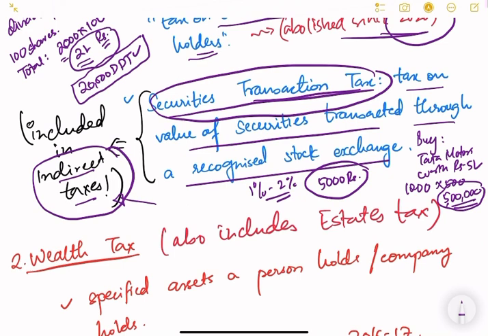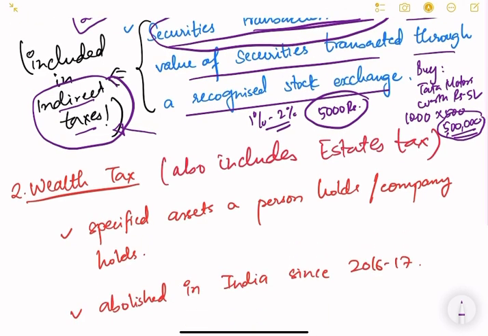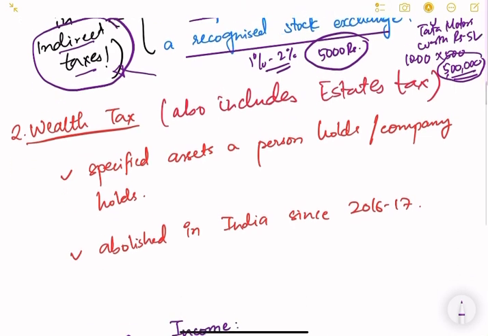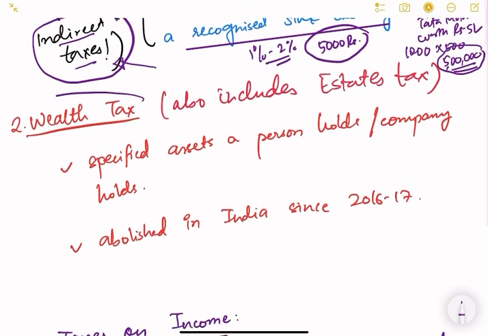Because you are not directly paying it to the government, but it is being deducted from your transaction. And later on the stock exchange or the company through which you are doing this transaction is paying it to the government, right? So this is the securities transaction tax. Then the second one is wealth tax. Wealth tax also includes the estate tax. We have seen in the previous video what are wealth tax and estate tax.